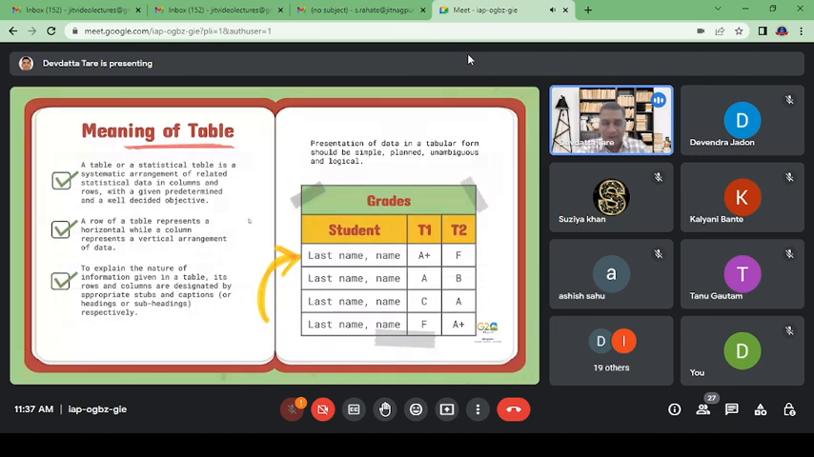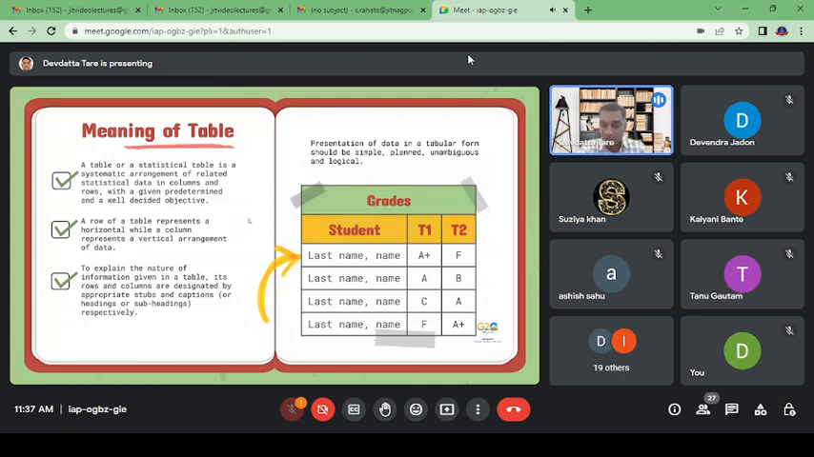Students' names are written in what order? We have written it in alphabetical order. In what pattern? Last name and first name. So we have followed the pattern. Then we have written the marks in test 1 and then marks in test 2. So it is nothing but a systematic representation of data. And why is it used? To explain the nature of information.